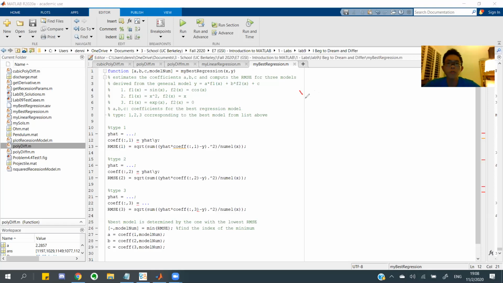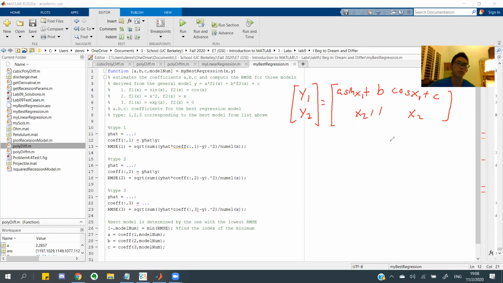Here's our y. Okay, we'll do something similar to my best regression. Let's do it simple. y1, y2 is equal to, let's set this up like this first. A f1 plus b f2. Well, we're doing the first one, I guess. I'll illustrate this out as a sine of x plus b cosine of x plus c. And this is going to be x1. Then something similar, except with x2.